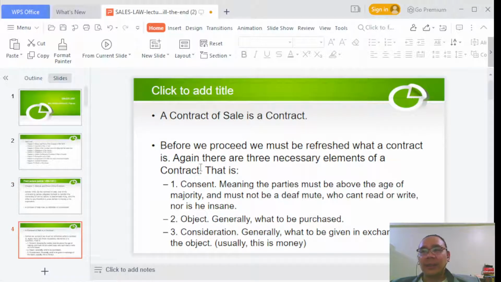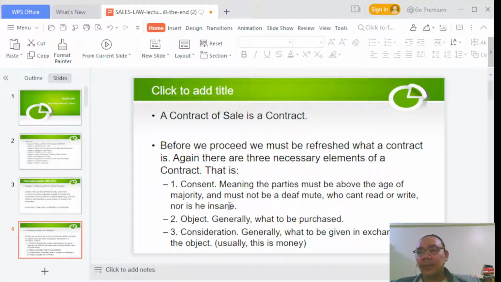A contract of sale is a contract. Again, before we proceed, we must refresh what a contract is. When you're asked what a contract of sale is, it's always best to answer it by enumerating or defining the elements of a contract of sale. There are three necessary elements of a contract: consent, object, and consideration. I always tell my students that when you're asked what a contract is, you just have to remember COC. A good acronym for that may be Clash of Clans. It used to be the number one Android game. I'm not sure if it still is now, but there was a time that it was the number one game in the phone. So that's Clash of Clans, or COC. What does COC stand for? It stands for consent, object, and consideration.